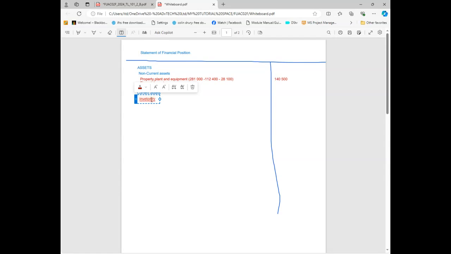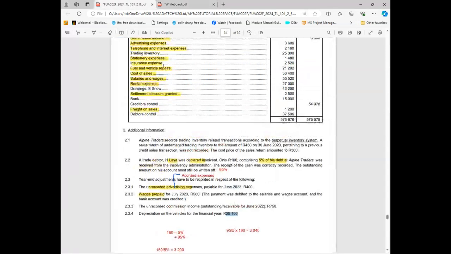Now inventory. I want you to write this down for future reference. For inventory, you must look for the following. You must go and look for inventory or trading inventory at the end of the year. And then you must also check for any consumable stores on hand.